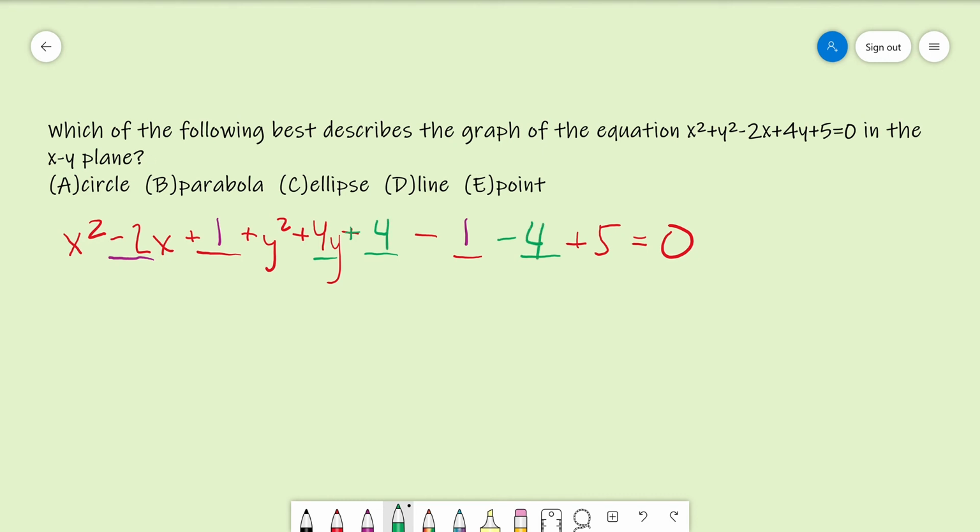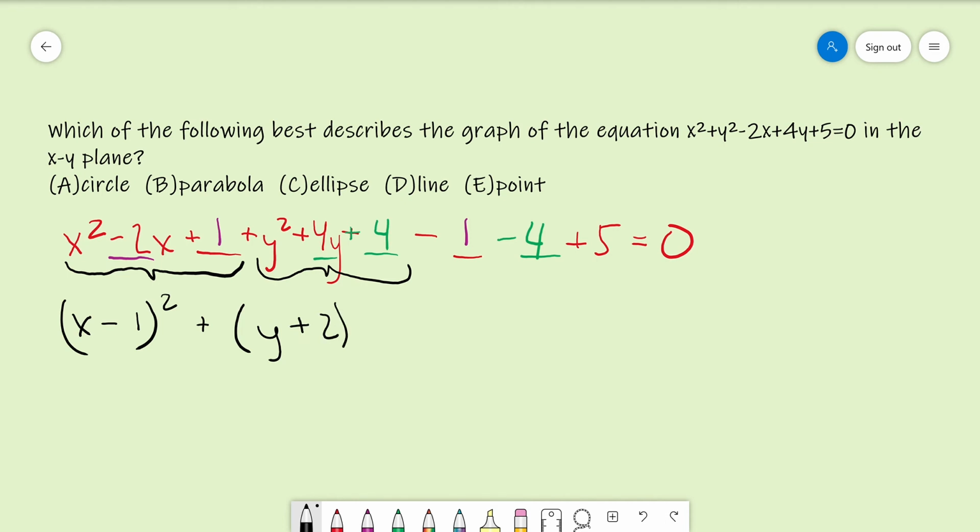And why did we do this? Well, we did this so that we can write x squared minus 2x plus 1 as x minus 1 squared, and we can write y squared plus 4y plus 4 as y plus 2 squared. And then we have a -1 and a -4. That makes -5. And a +5, that's just 0. So all of these just cancel out. So all of this equals 0.